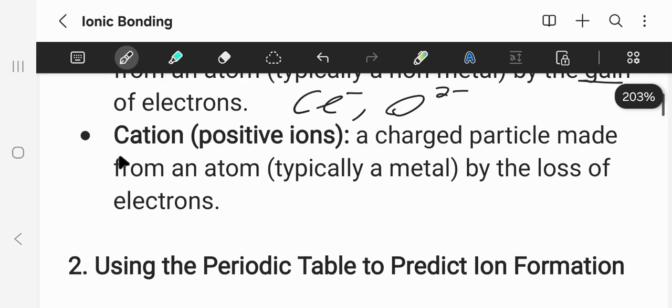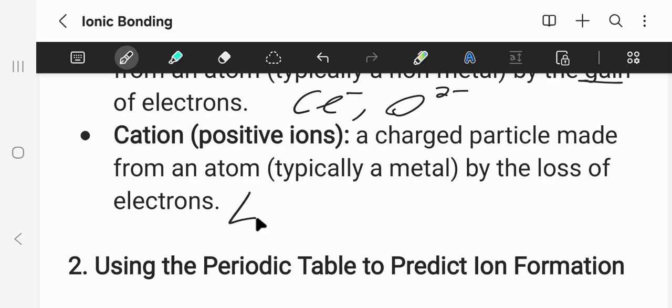Then when we go to cations, cations have to be positively charged, and they are metals most of the time. You will not find a cation that is not a metal, because metals are the ones that lose electrons. A cation by definition is a charged particle made from an atom, which is typically a metal, by the loss of electrons. So cations are going to be positively charged due to the fact that they lose electrons.